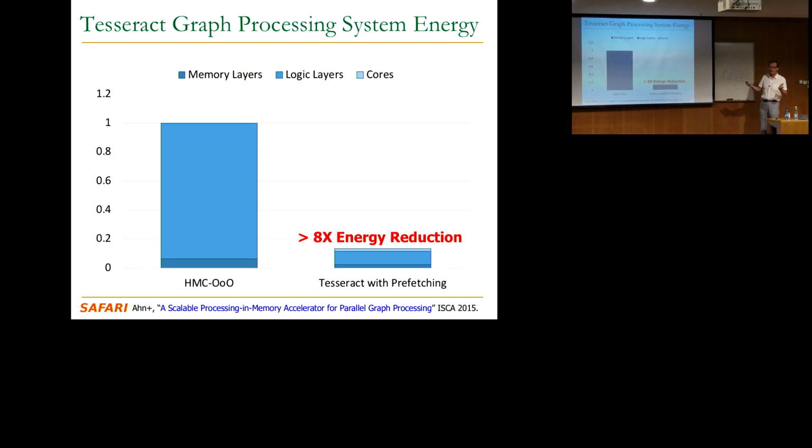OK, what about energy? There's some energy analysis in the paper. This is just one example result. As you can see, the energy savings is also significant compared to the out-of-order baseline, where we don't even look at the out-of-order cores power consumption over here. So if you add the out-of-order cores, this is going to be too much. But you get at least 8x energy reduction on average across the 5 graph processing workloads. Why? Because you're not moving data as much.